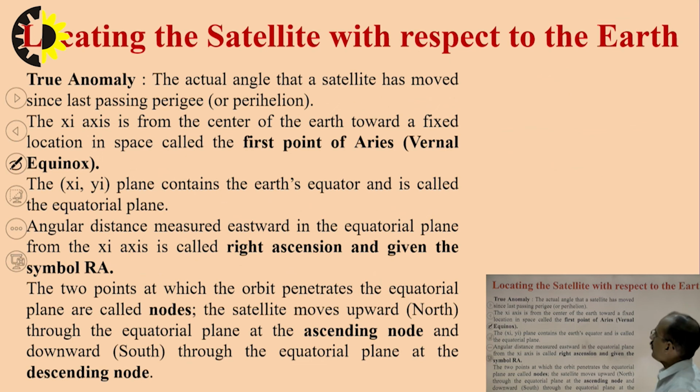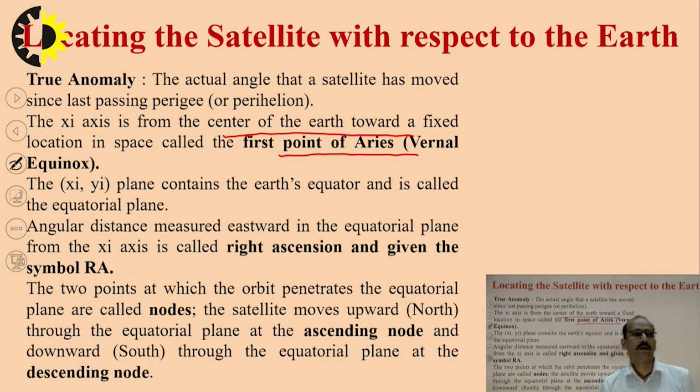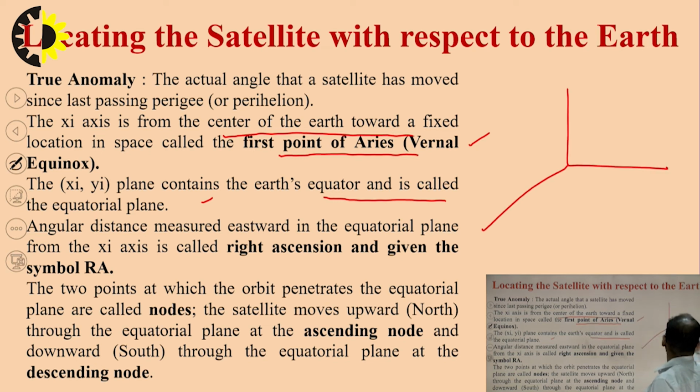Now true anomaly, the actual angle that a satellite has moved since last passing perigee. The xi axis is from the center of the earth toward a fixed location in space called the first point of Aries, which I already told you about in the previous one. The first point of Aries always comes from the vernal equinox, and the xi and yi axes lie in a plane that contains the earth's equator, called the equatorial plane. This is the xyz direction, so this is xi, yi, and this is zi. That plane is called the equatorial plane.